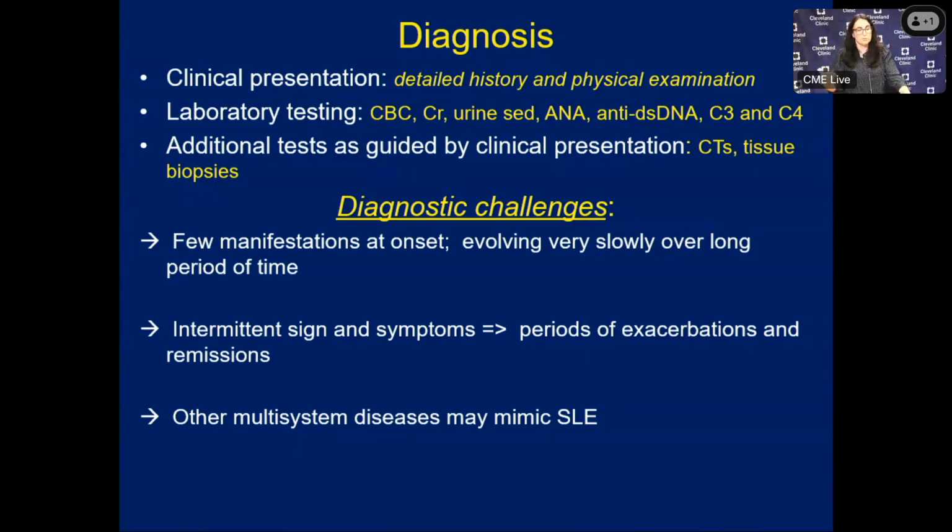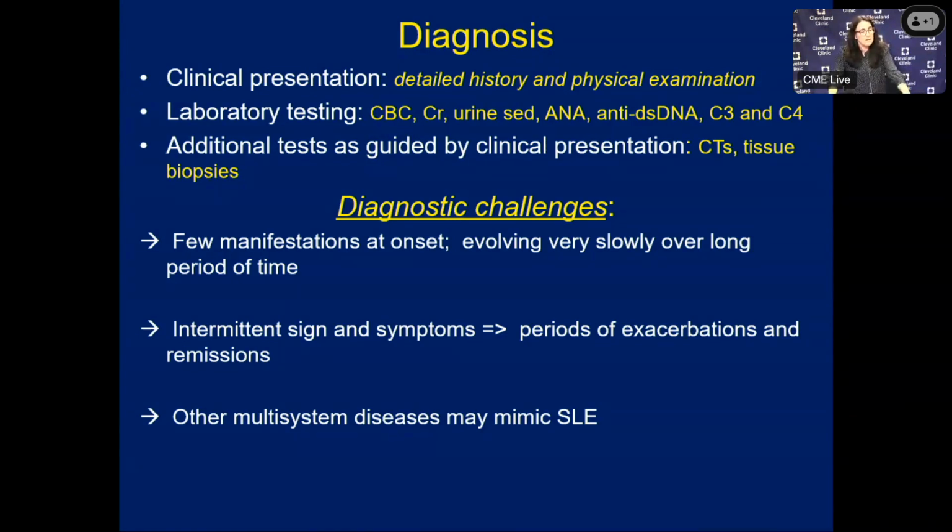Additional tests are guided by clinical presentation. For example, if someone presents with respiratory symptoms, they might need a CAT scan of their lungs. And tissue biopsies are sometimes necessary, for example, in the situation of skin rashes. The diagnostic challenges are many, but just to give some examples, patients may present with few manifestations at onset, and the disease might be very slowly evolving over a very long period of time, which makes the diagnosis not as obvious. Patients may present with intermittent signs and symptoms with periods of exacerbations and remissions, and sometimes it's not easy to catch at the time of activity.